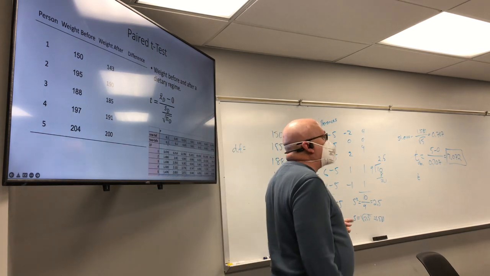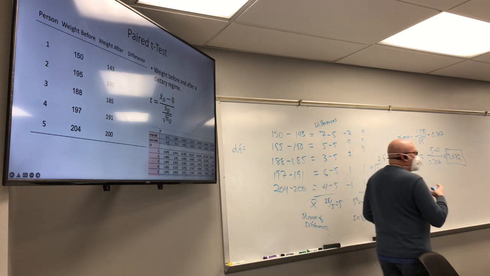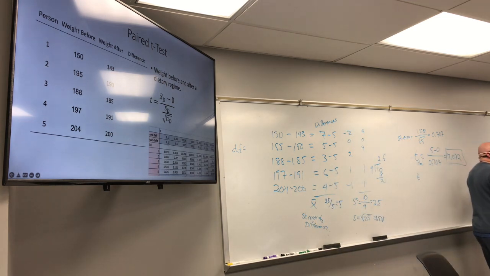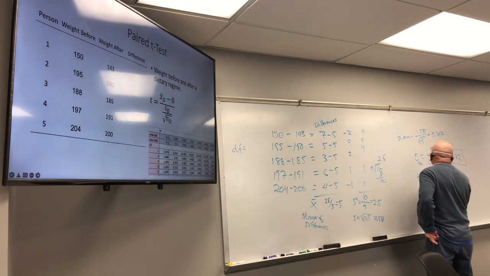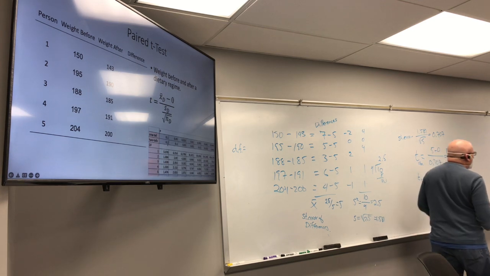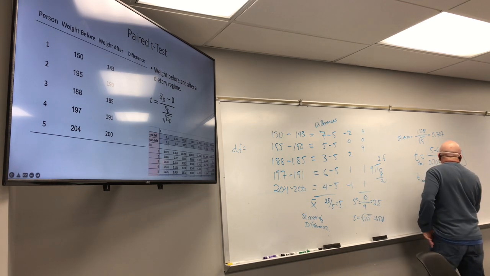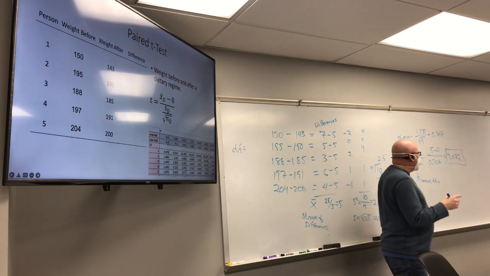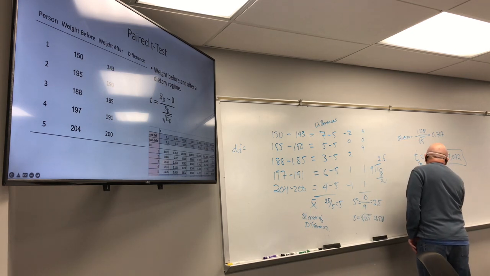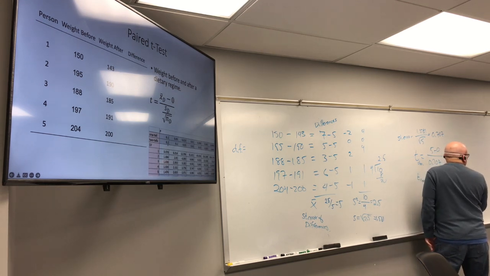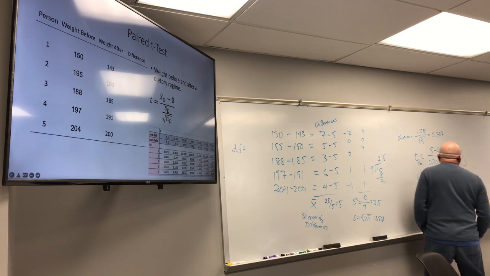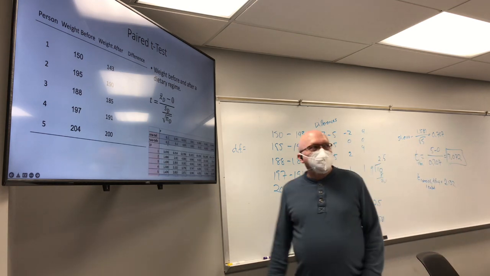Who was that? Yeah, why'd you choose a one-tailed test? You don't care if they gain weight. Yeah, exactly. You care if they lost weight, so this would make it a one-tailed test. And so we compare this against alpha of 0.05. Degrees of freedom equals n minus 1, the sample size minus 1, which is 4, and this is a one-tailed test. So that would be 2.132. So did these guys lose weight?